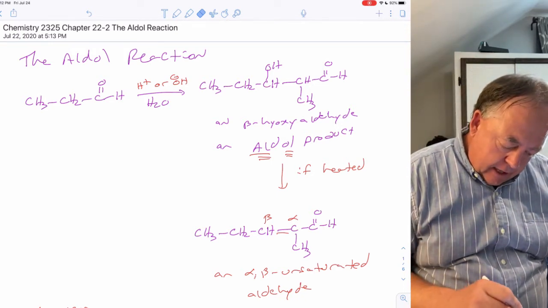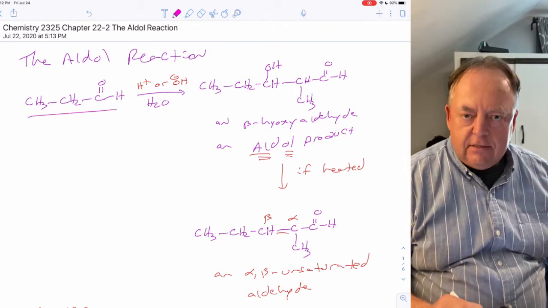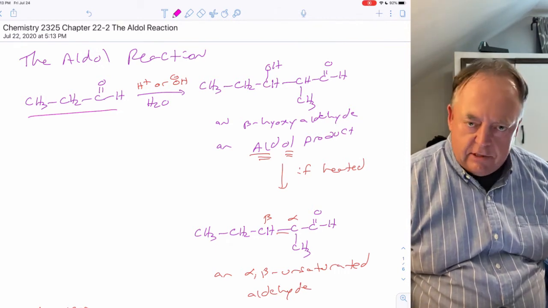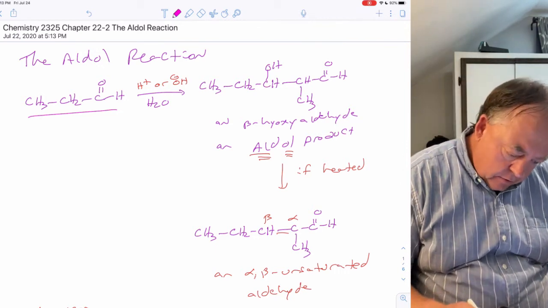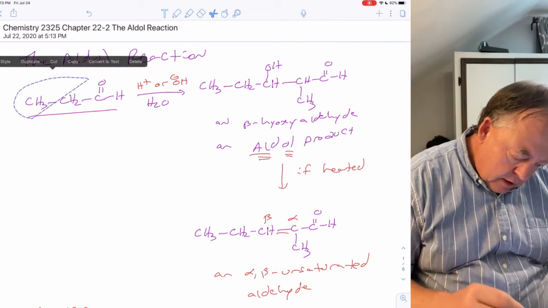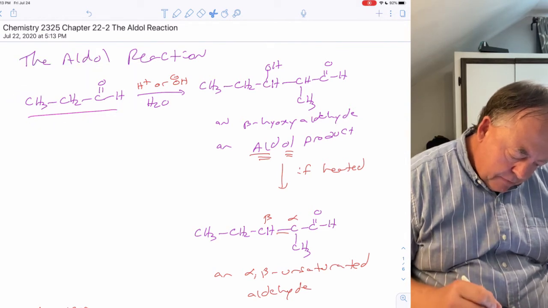If you take an aldehyde or a ketone and react it with a base and nothing else, so you don't give it anything else to react with, then what will happen is it will react with itself. So let's take this and copy it and paste it.